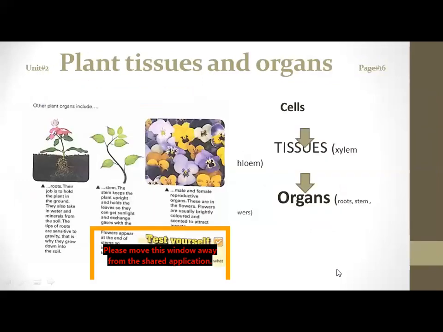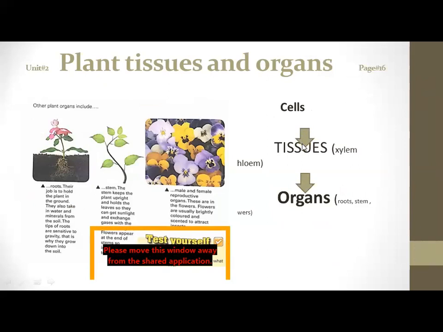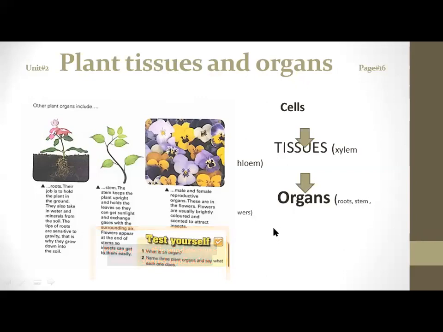Plant tissues and organs. So, how are tissues formed? A number of cells are joined together and they form tissues. For example, xylem tissues, phloem tissues, etc. They are called tissues, and they are made up of a number of cells. Now, a number of tissues are joined together and they form organs. And a number of organs are joined together and they form an organ system. And a number of organ systems joined together form an organism.